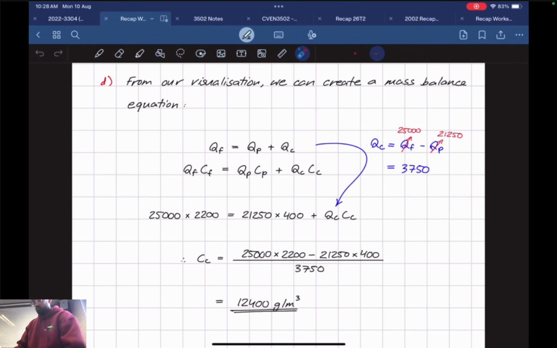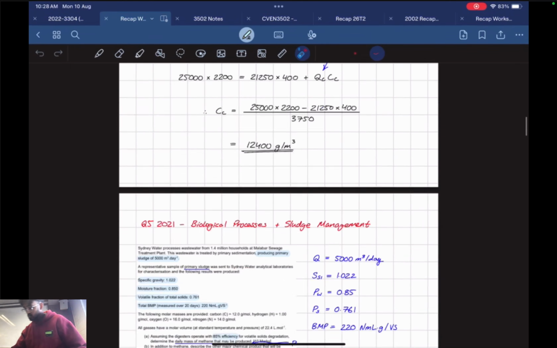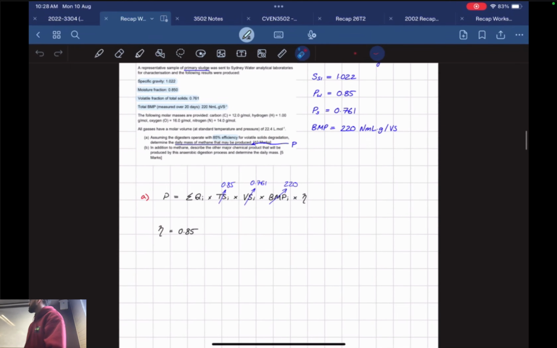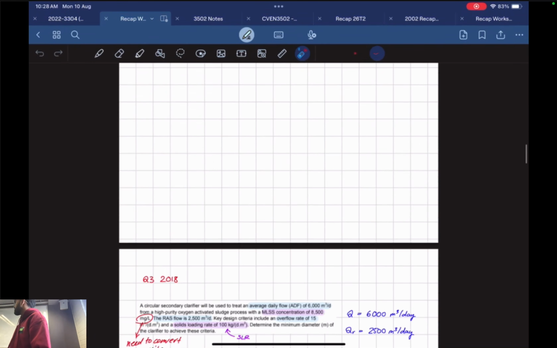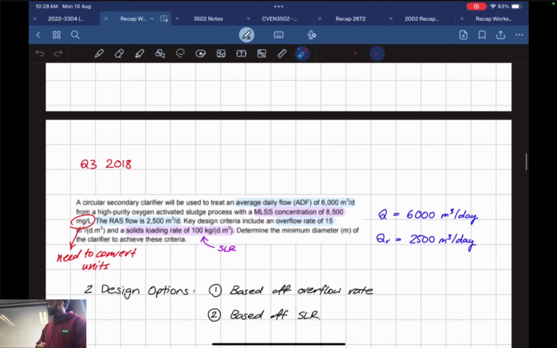Alright, cool. Let's move on to the next question, which is... I actually haven't finished the question. I'll do this during the break, but I'll come back to it. So this one was an interesting question. It's more of a design question that I found in one of the past papers, 2018.